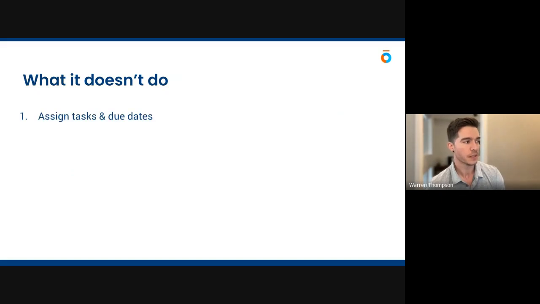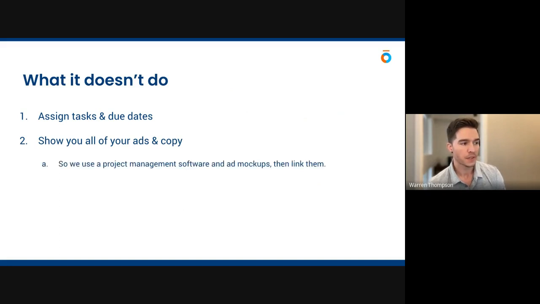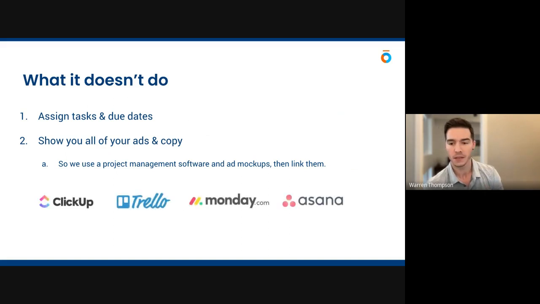So what it doesn't do is assign tasks and due dates and show you all of your ads in copy. So we use project management software to do this, and we also use ad mockup docs. So you can just mock up your ads in, let's say, Google Docs, and you can use a project management system like ClickUp, Trello, Monday.com, Asana. At Ollo Metrics, we use ClickUp, and that seems to work well for us. And then you can assign a person to the task and put a due date, and then it's going to remind them and email them and all that kind of stuff. So it doesn't do all that because it's just a sheet, but it does get alignment on everything.